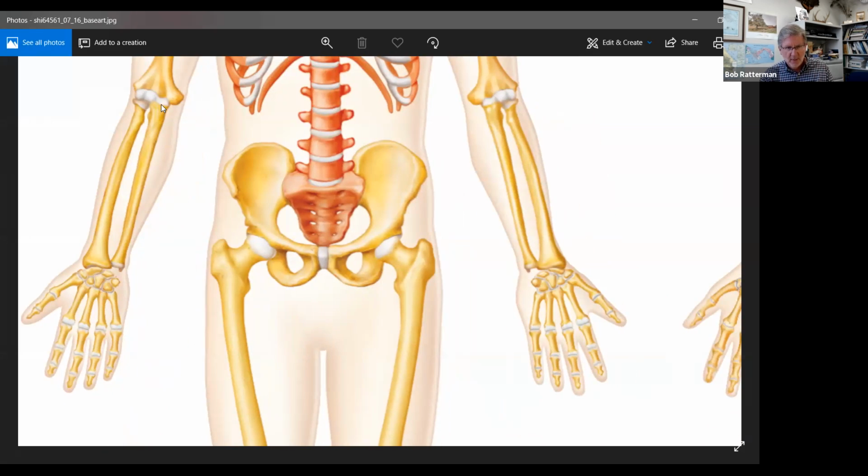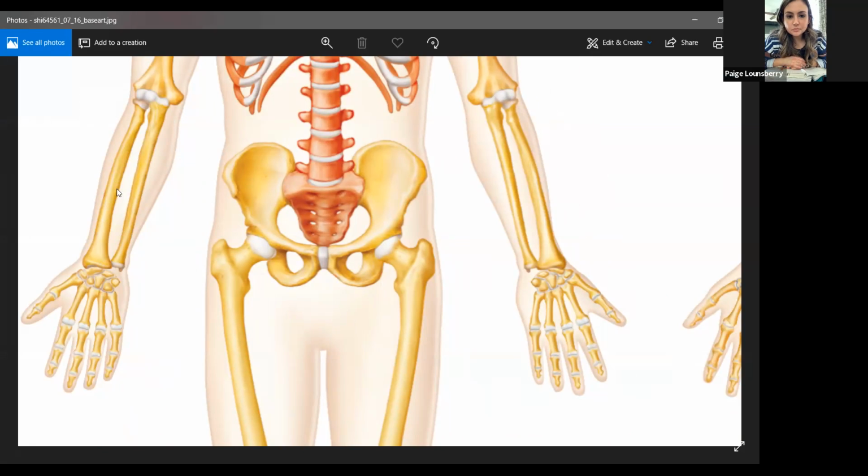How about this one right here? Ulna. Right. Let's have somebody else answer. How about this one? Radius. How do you know the difference? The radius is by the thumb. Right, comes off the thumb.